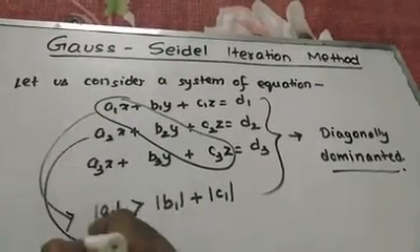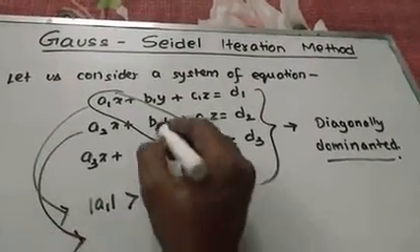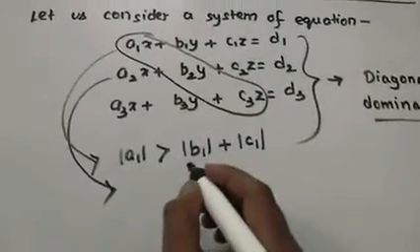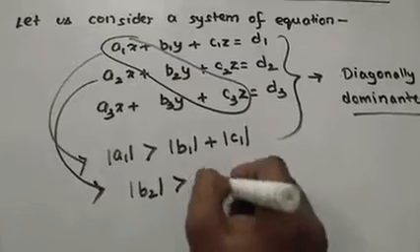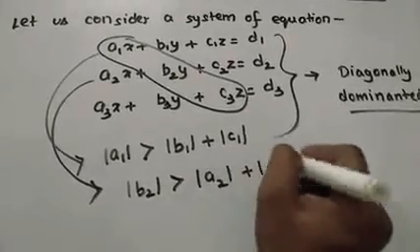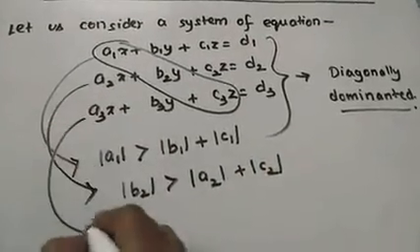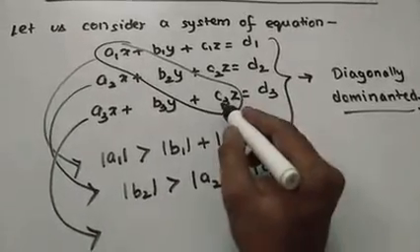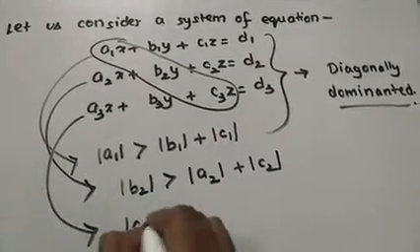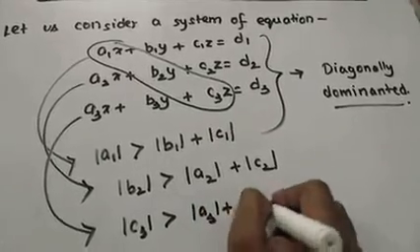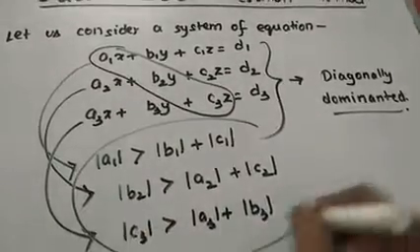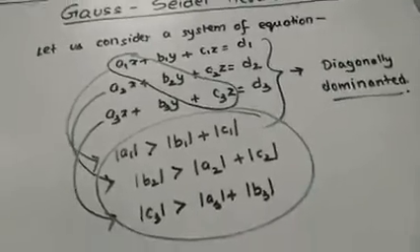From the second equation the diagonal element is b2, so mod of b2 will be greater than mod of a2 plus mod of c2. And from the third equation the diagonal element is c3, so mod of c3 will be greater than mod of a3 plus mod of b3. So this is all about the diagonally dominant condition.